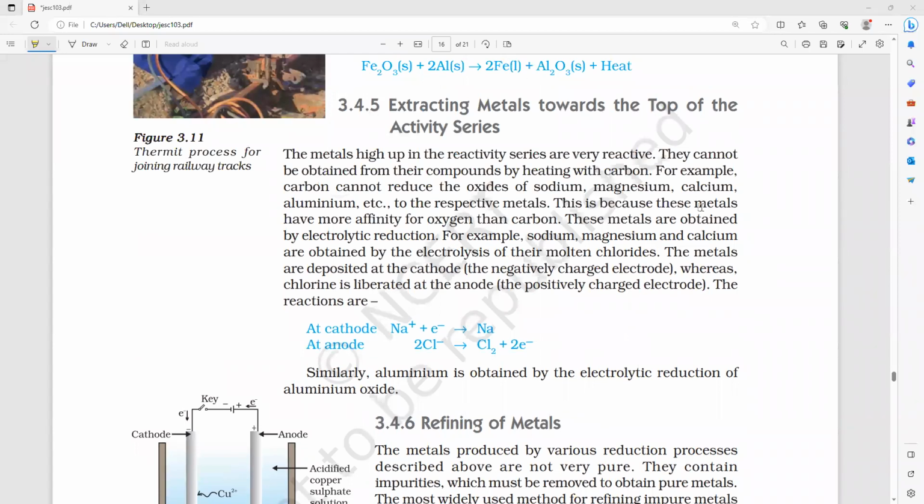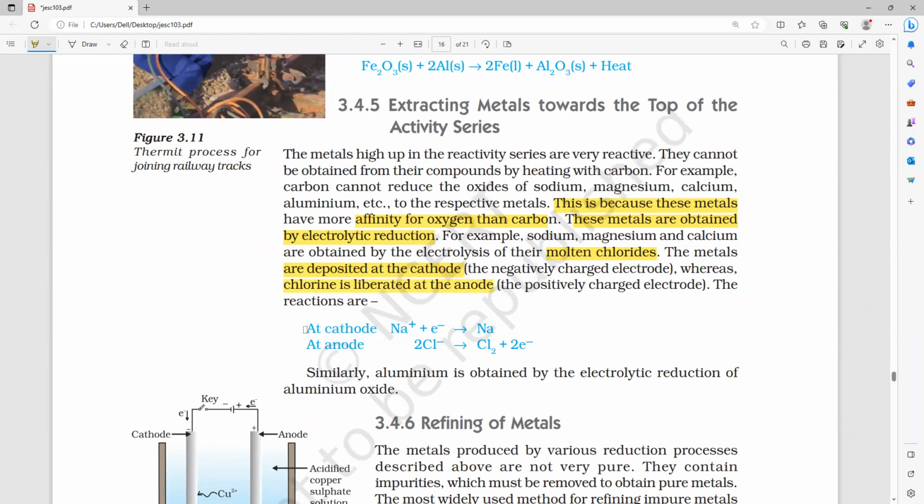If you notice, the metals have more affinity for oxygen than carbon. So these metals are obtained by electrolytic reduction. No reduction process with carbon is required for these highly reactive metals, so directly we can go with electrolytic reduction. Sodium, magnesium and calcium are obtained by the electrolysis of their molten chlorides. This is very important. Is it aqueous chlorides or molten chlorides? Molten, liquid state chlorides. The metals are deposited at the cathode, whereas chlorine is liberated at the anode.